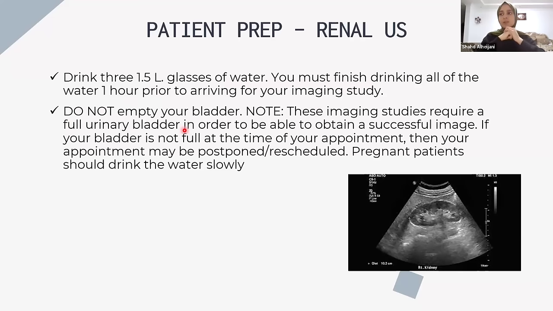Why? For example, if a woman goes to do an ultrasound, you need to check for the uterus, so you need to fill the bladder. And again, also for the renal ultrasound, the bladder should be full, should be distended, so all the organs will be clearer. So you will be able to obtain a successful image. So if the bladder is not full, you reschedule the appointment, you make sure that the patient drinks water and does not empty their bladder. And then in that case, you can do the ultrasound.